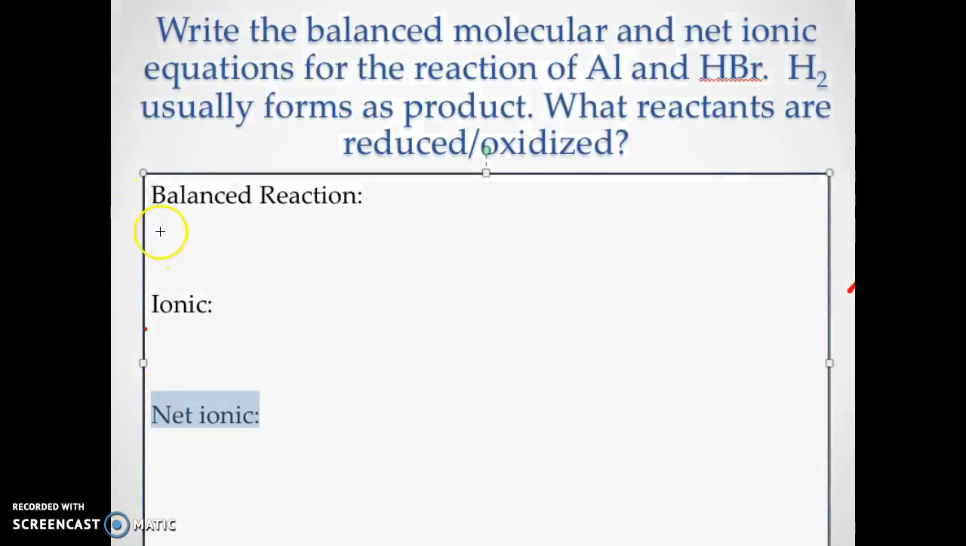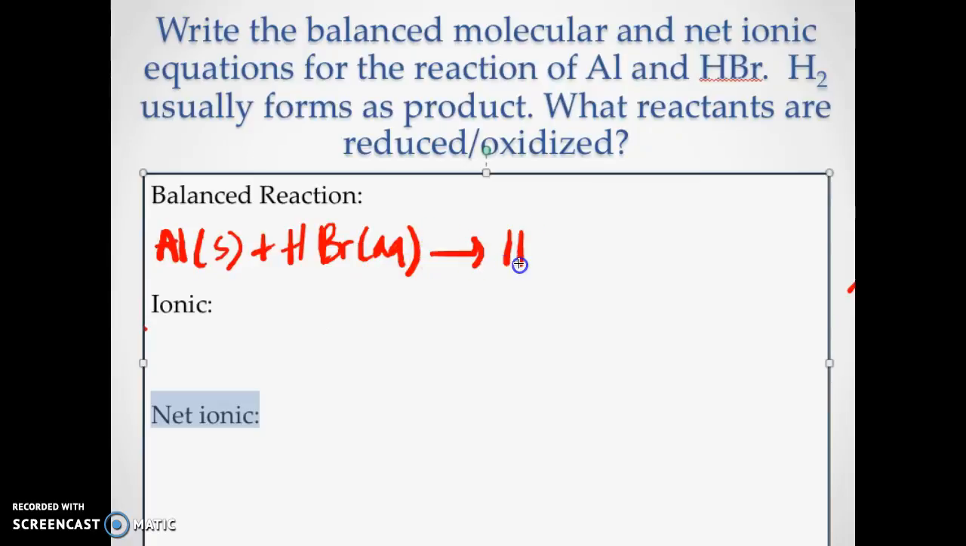Okay, so based on the question, you have aluminum, and we're going to assume that it's in its solid form because it's a metal, and then you're going to have HBr. Because it's an acid, it's a strong electrolyte, so we're going to say it's aqueous, and it's going to form H2 gas because that's what it says. What's missing is the aluminum and the bromine.